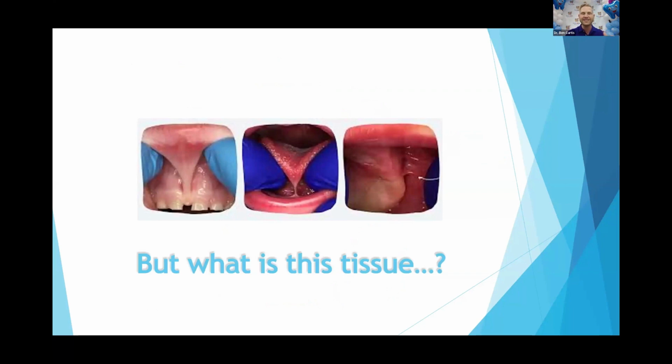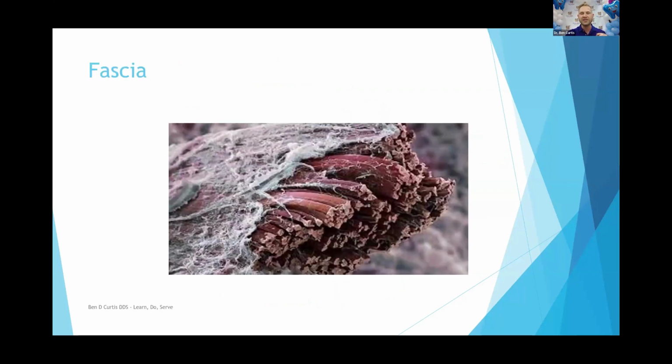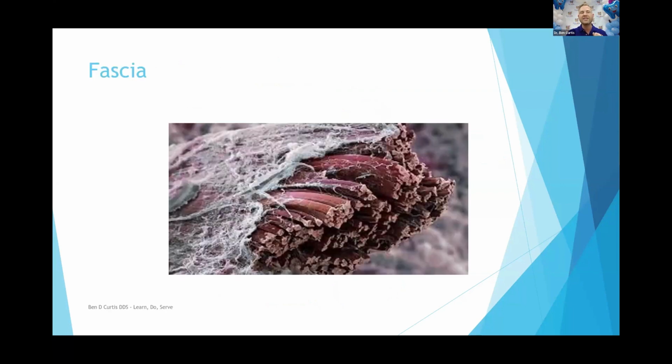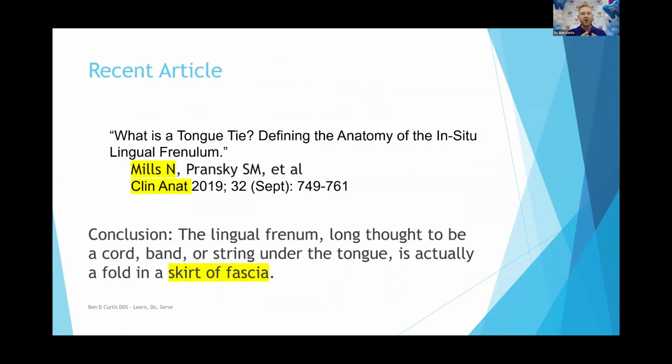But what exactly is this tissue? This tissue is not just a fold of buccal mucosa. For the longest time, that was our understanding of what this was, but there's more to it than that. It's actually the buccal mucosa plus the underlying tight fascial attachments. This landmark article came to us from Nikki Mills out of New Zealand. She published it in Clinical Anatomy. Dr. Mills is a world-renowned anatomist, and she published this article back in 2019.